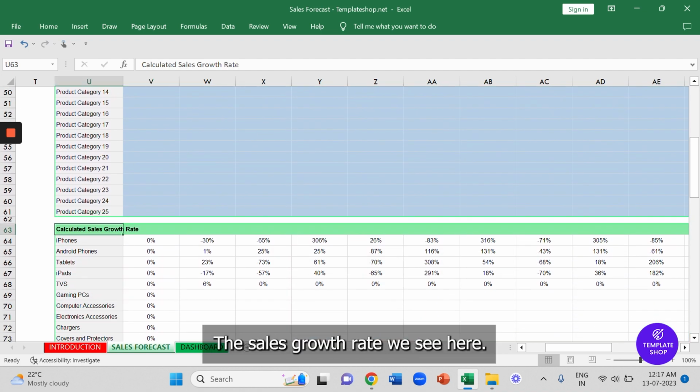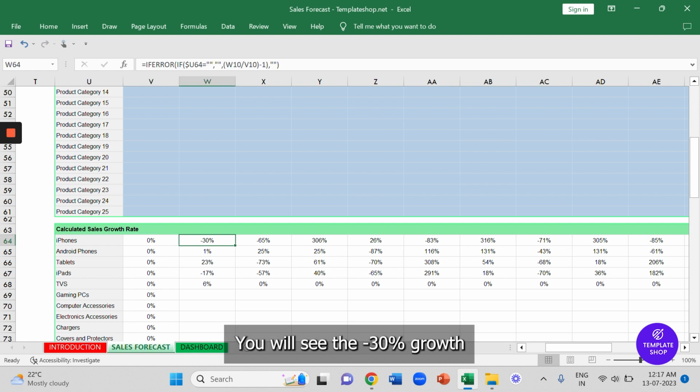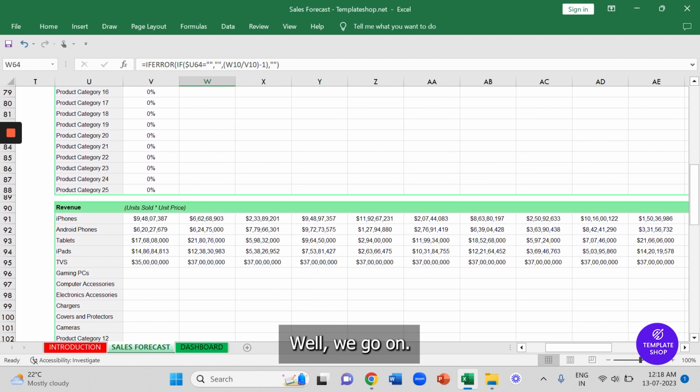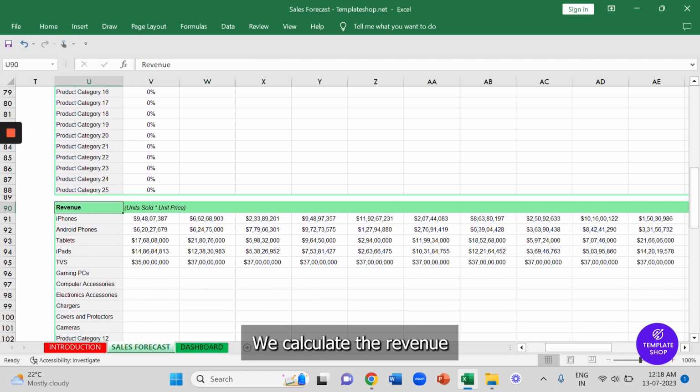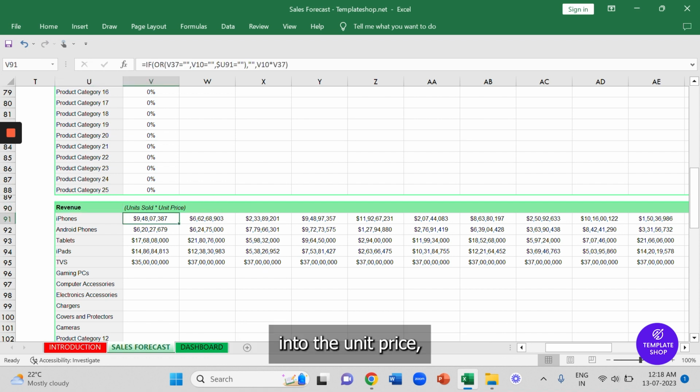The sales growth rate we see here, we begin the year with January, so this is going to be 0. Here we see the minus 30% growth, which we saw earlier in the sheet. Moving on, we calculate the revenue, which is the number of units sold into the unit price.